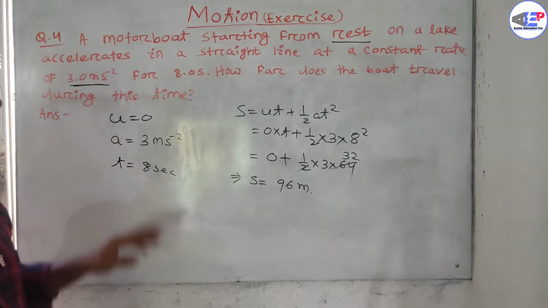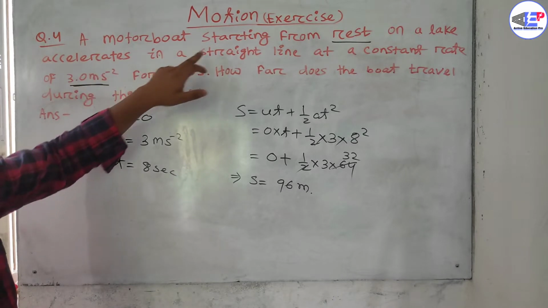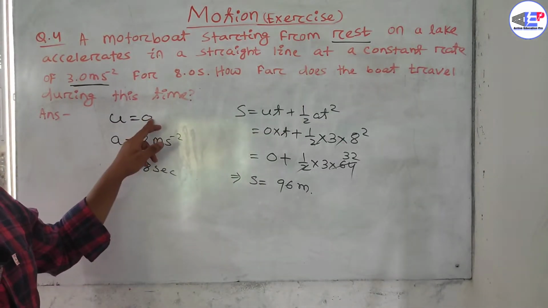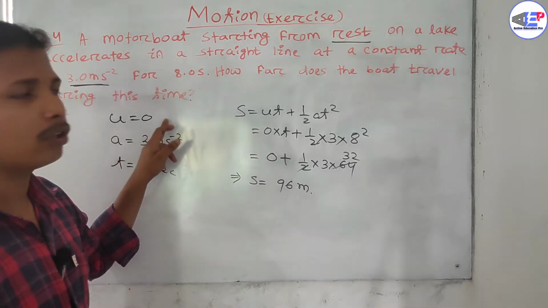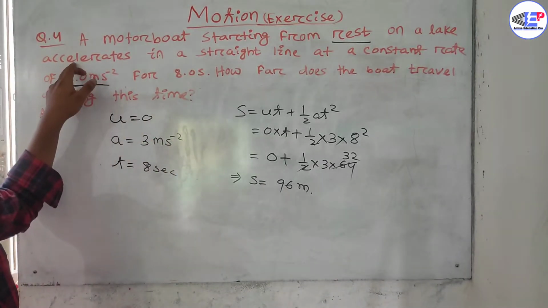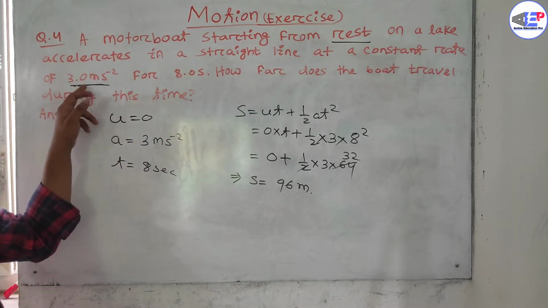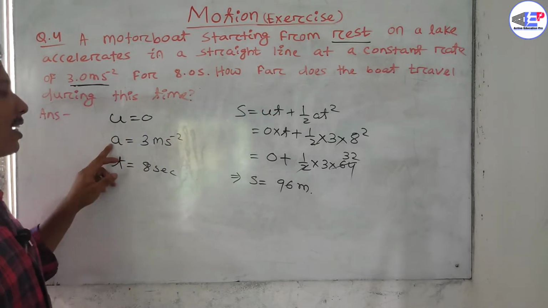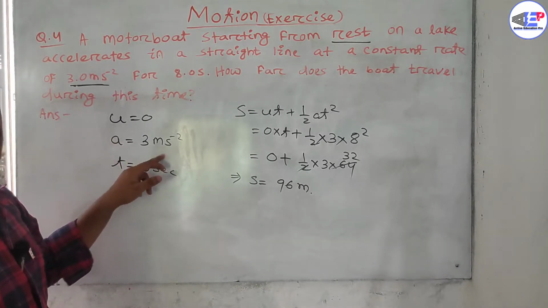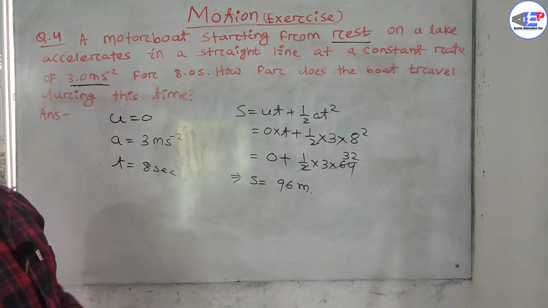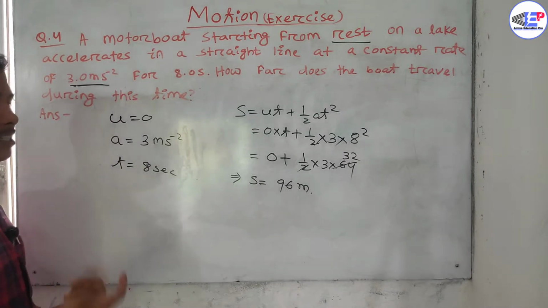I am repeating. Here the question is given that the motorboat starts from rest. That means its initial velocity u will be equal to 0, and it accelerates with a constant rate of 3.0 meter per second square. That means its acceleration is 3 meter per second square, and time is given as 8 seconds. So we have to calculate the distance.